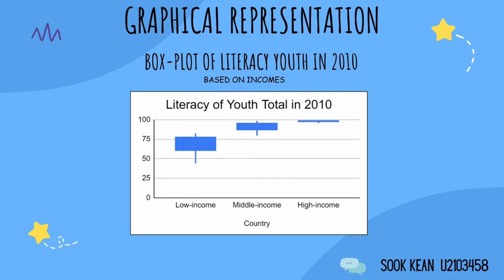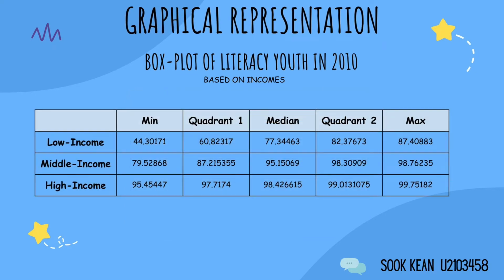This slide is about the box plot of youth literacy in 2010 based on the income of the country. For the low-income country, the minimum is 44.30171, quartile 1 is 60.82317, the median is 77.34463, and quartile 2 is 82.37673. The maximum is 87.40883. For the middle income country, the minimum is 79.52862. Quartile 1 is 87.215355. The median is 95.15069, and quartile 2 is 98.3090909. The maximum is 98.76235.